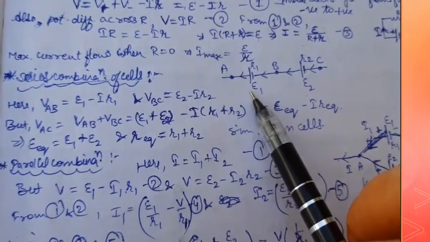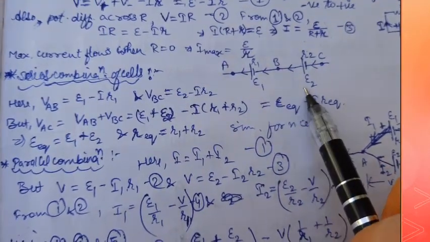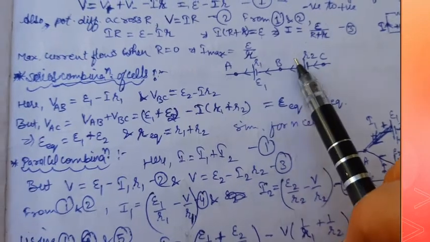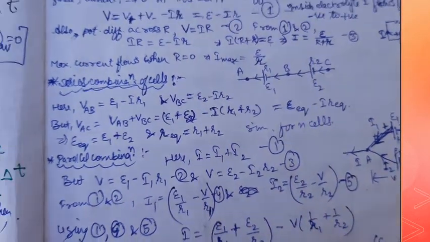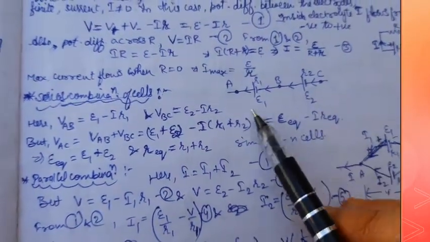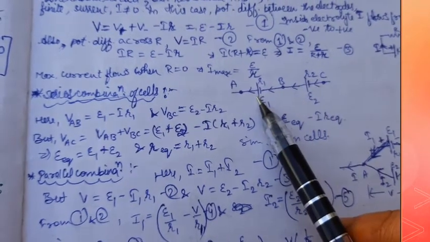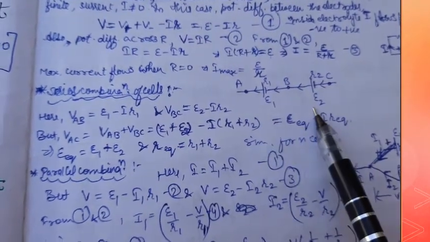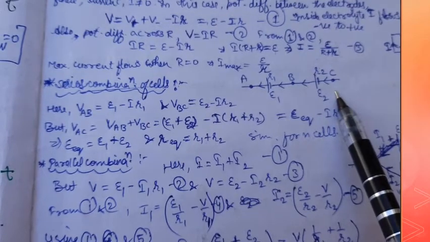Suppose we have two cells having EMFs E1 and E2 respectively, and internal resistances R1 and R2 respectively, and they are connected in series. In order to connect them in series, as shown in the diagram, we make the connection this way.